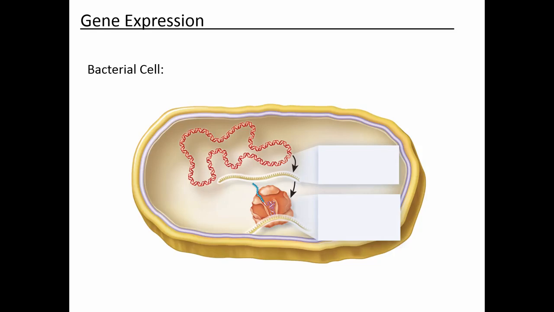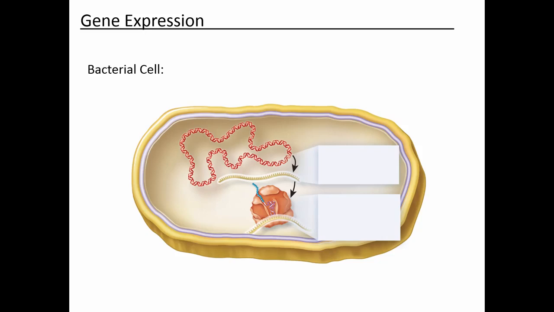What this picture highlights is that those two processes in this cell happen in the same area. And what that means is that in bacterial cells, ribosomes can start to translate, you can start to make a protein before you're done transcribing. Translation can start before transcription is finished, and one reason that can happen in bacterial cells is because the two processes happen in the same area.